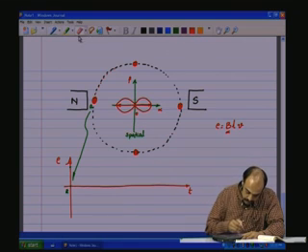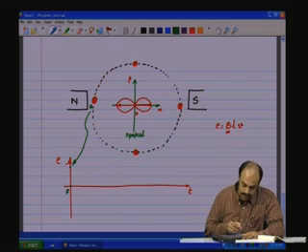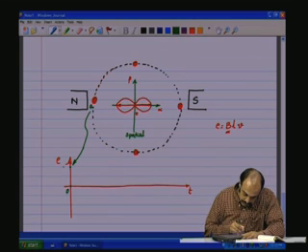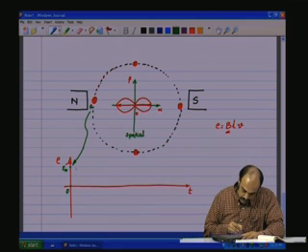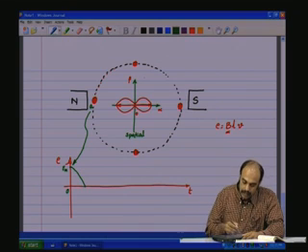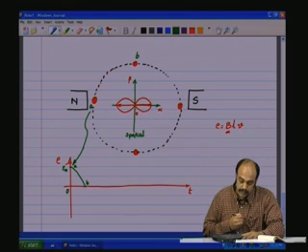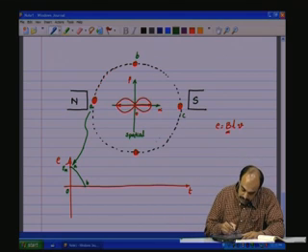So this is at E max. Then it rotates 90 degrees and it becomes 0 here. And then this is point A, this is point B, corresponding to the spatial, this point C and D.